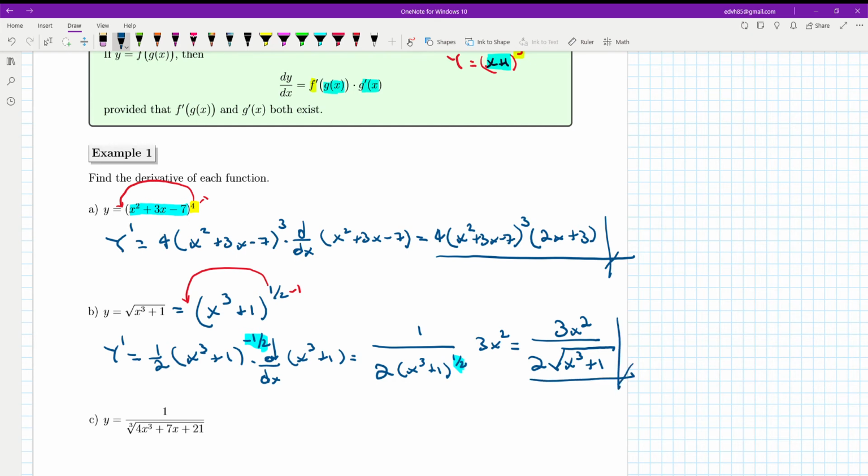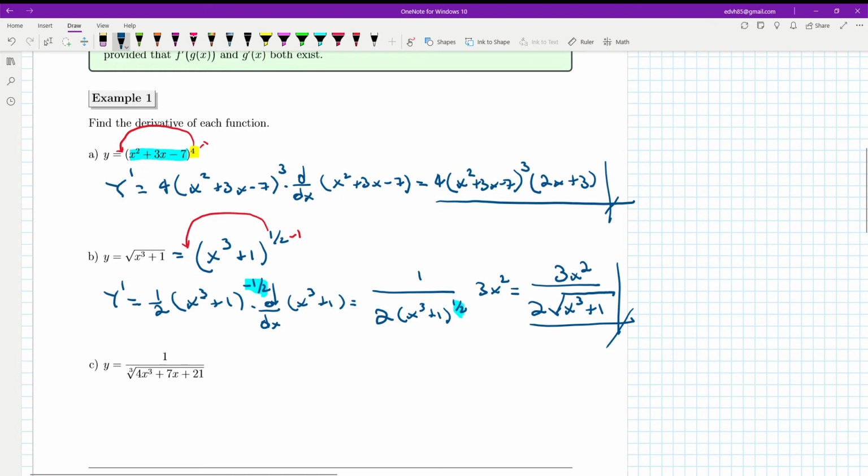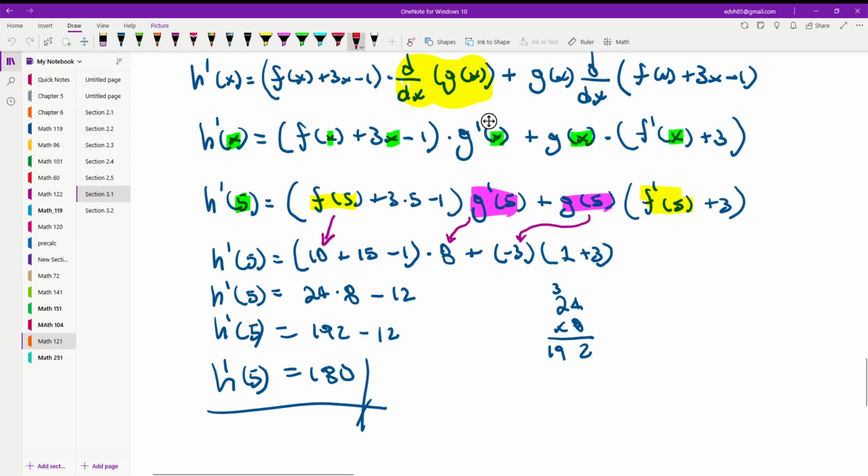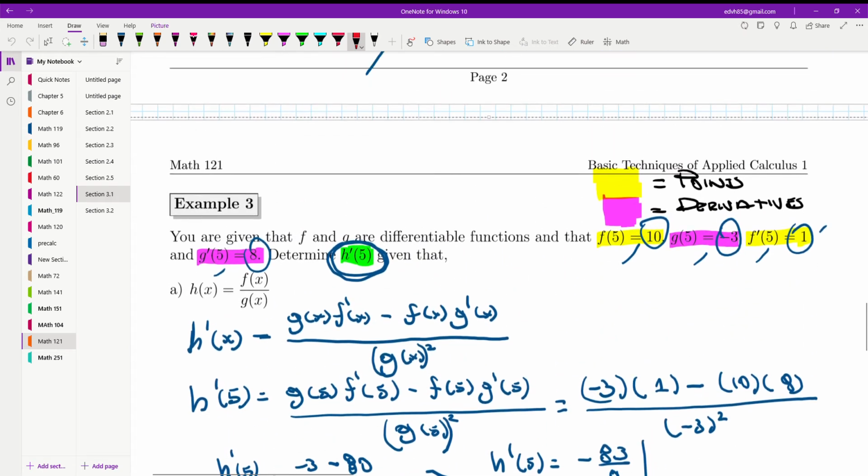Final answer. All right, so now let's look at letter C. For letter C, it's something I mentioned almost at the end of the previous video, in the second to last example, in which technically here we have the quotient of two functions f and g. Recall from the previous topic, and let me go back to 3.1 again and show you that example.